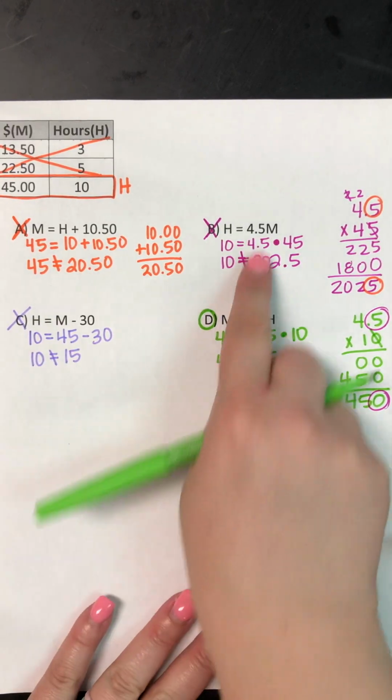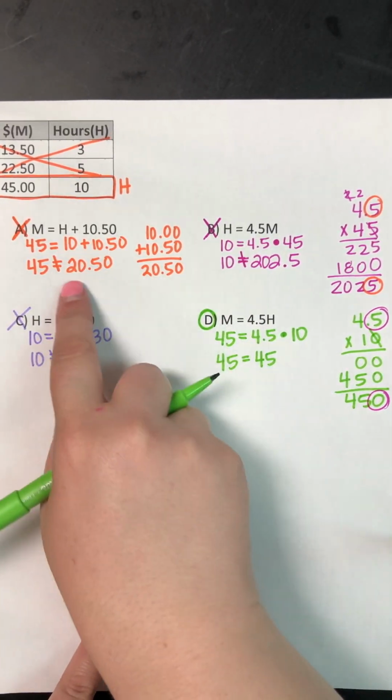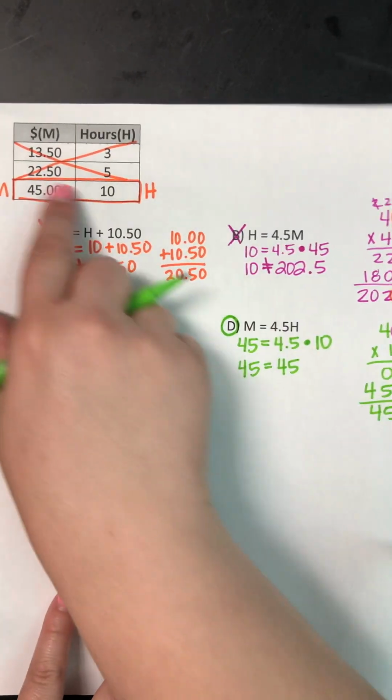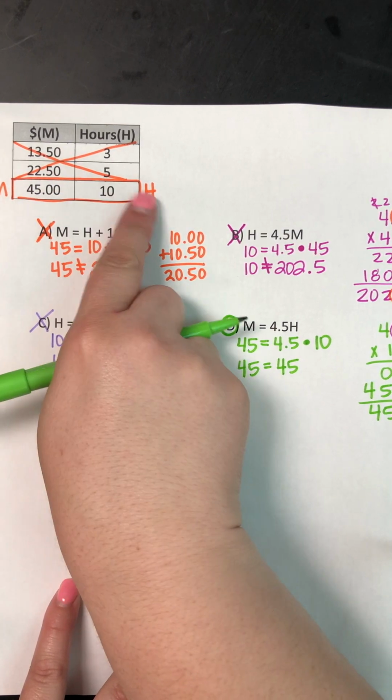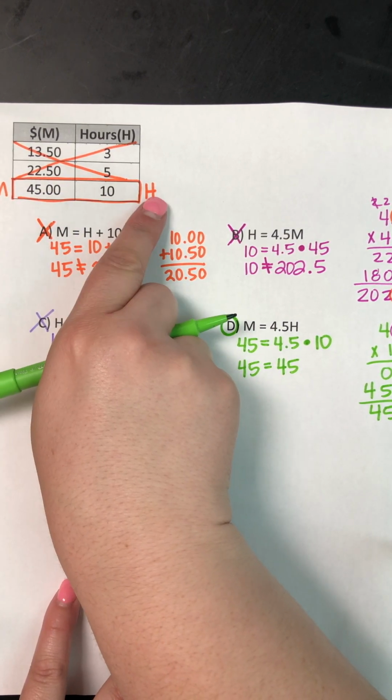Again, when they give you four equations and they're asking which one matches the table, you're going to use the last piece of the table. Make sure you plug in the correct number for the correct letter.